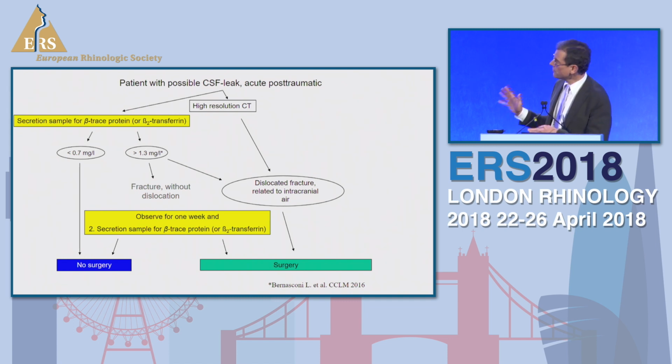So that was the first group, and if you want to take a photo, please. The second group is much more common. I mean, these patients usually are handled by MaxFax surgeons or neurosurgeons. But the second group is much more common for the ENT.